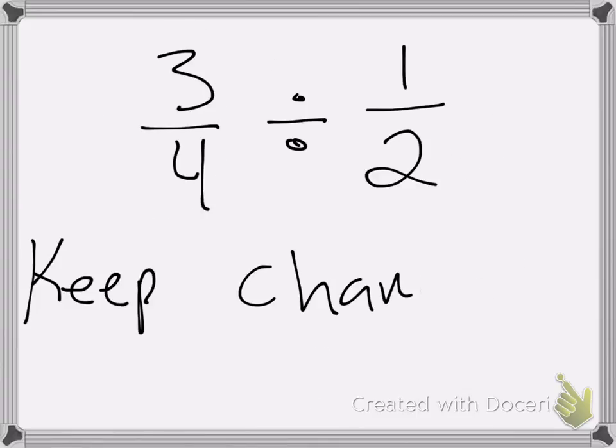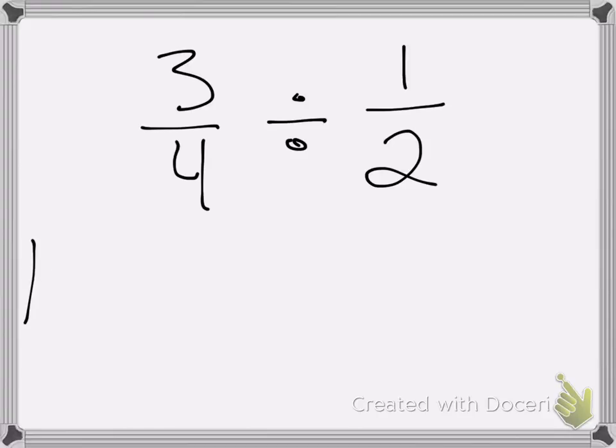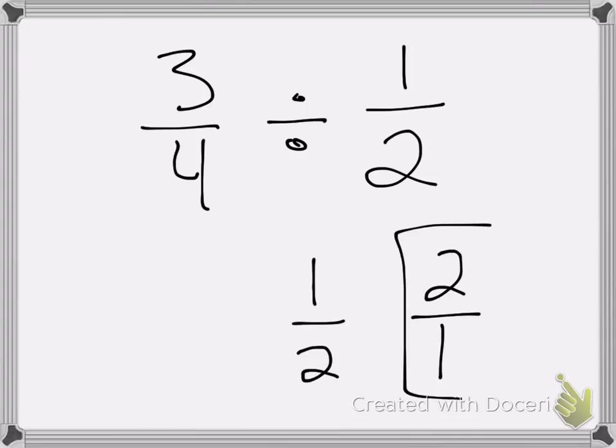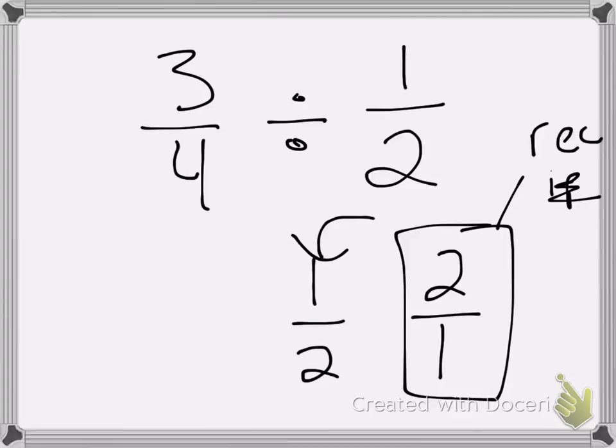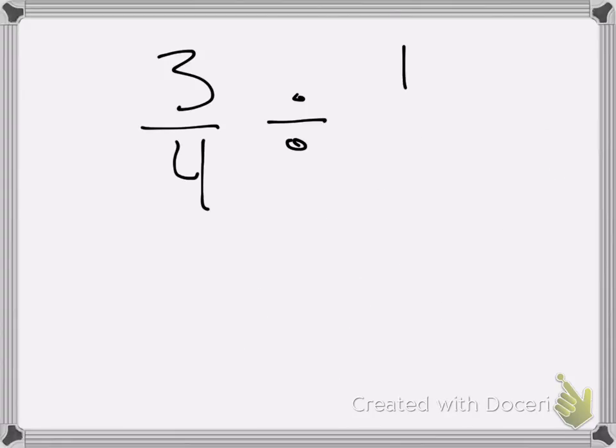Alright, so let's talk about what a reciprocal is. A reciprocal is that flip part. Okay, so 1/2 has a reciprocal of 2/1. This is the reciprocal. Okay, so 2/1 is the reciprocal of 1/2. The only thing that a reciprocal is doing is it's taking that bottom number, moving it to the top, taking that top number, and moving it to the bottom. That's a reciprocal. So whenever you see division of a fraction by a fraction, you just multiply by the reciprocal.